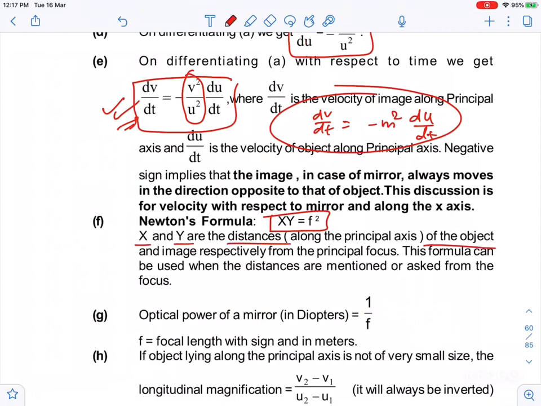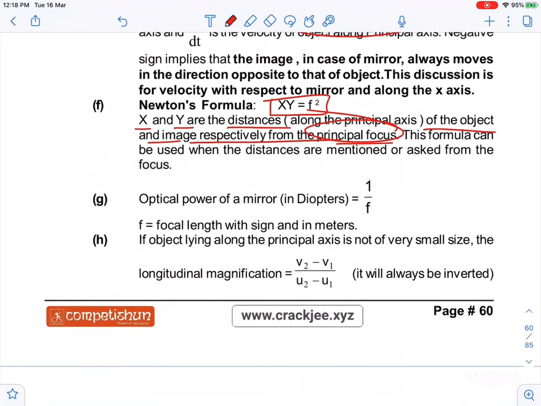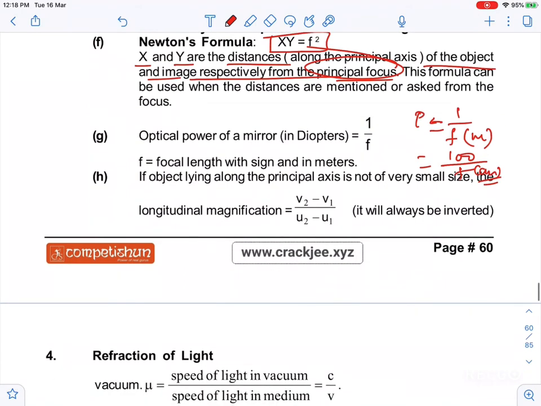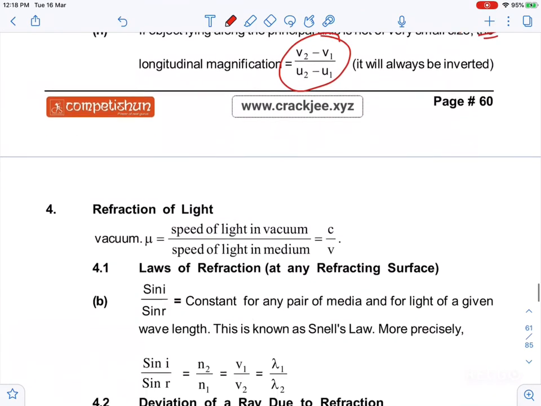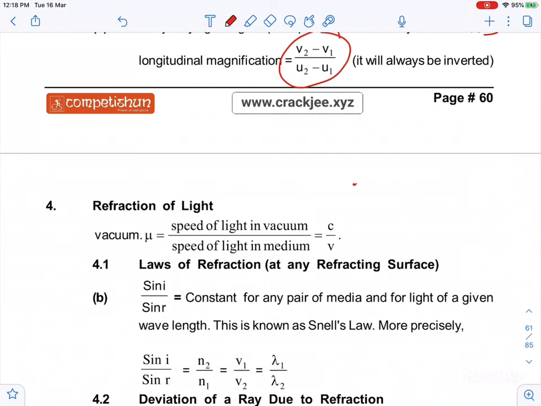Now one Newton formula is xy is equal to f square, where x and y are the distances of the object and image respectively from the principal focus, not principal axis. Directly result-based questions are asked. Power is nothing but 1 by f. This f must be in meter. If you are writing in centimeter, it is 100 by f; keep this in mind. Now longitudinal magnification is v2 minus v1 upon u2 minus u1. This is a very important result.